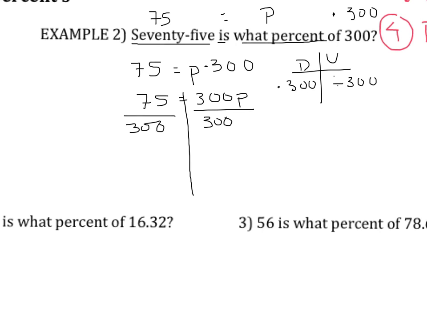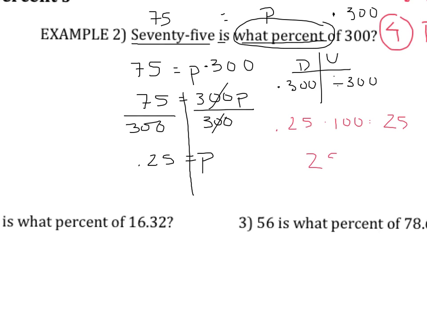75 divided by 300 is 0.25. My 300s cancel out and I'm left with p. Now, it asks us to solve for a percent. What percent? So I'm going to need to take my 0.25 and multiply it by 100. So 0.25 times 100 equals 25. Since we're solving for a percent, I'm going to add a percent sign to the end. So 25% is my answer. So 75 is what percent of 300? It is 25%.